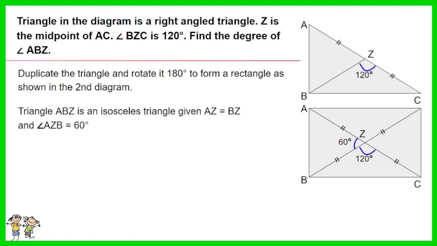Triangle ABZ is an isosceles triangle, given AZ equals BZ, and angle AZB equals 60 degrees. Angle ABZ equals 180 minus 60, then divided by 2. The answer is 60 degrees.